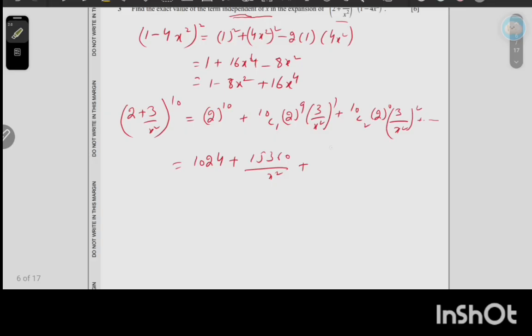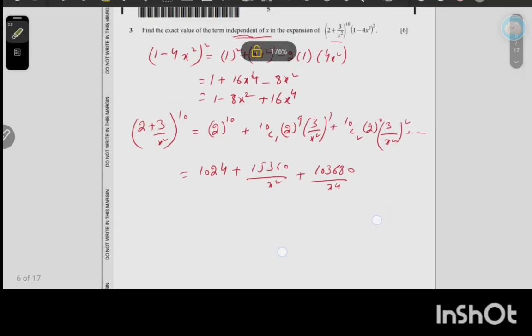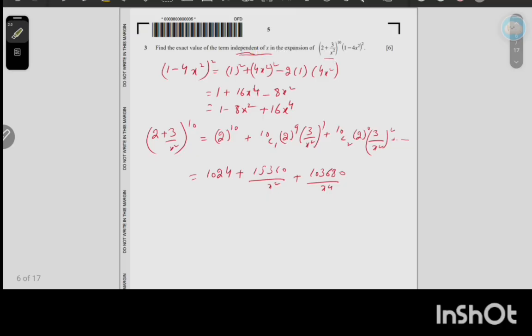Similarly, the pattern is 10c2, and we apply this one: 103680 x power 4. Okay, now dear students, we have to multiply all these things, because the equation is (2 plus 3 over x square) power 10 times (1 minus 4x square) whole square. So what will be here? Simple.